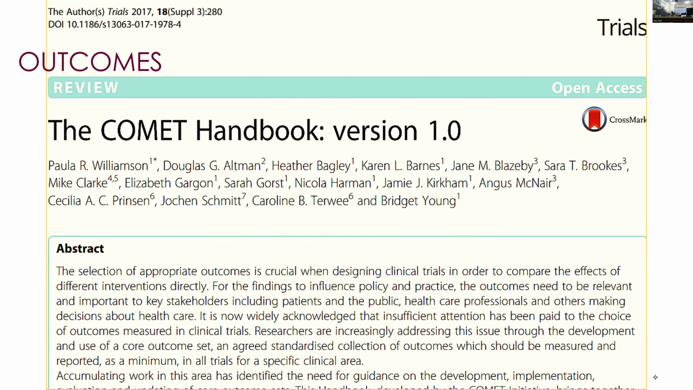So COMET involves patients as well. Patients, the public, and healthcare professionals should be involved in the creation of outcomes. So if you want to know what outcomes you should use for your trials, not only RCTs, and you want to know what will be relevant to patients and caregivers, COMET will be a good one.